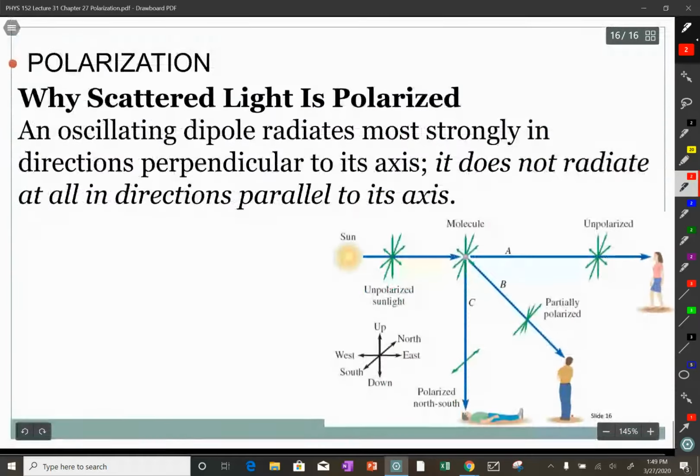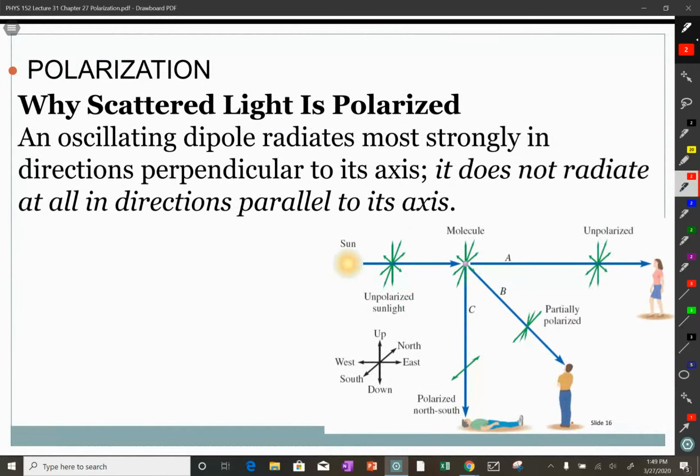Okay, so here are pictures to better illustrate the picture I tried to draw. You can see if you're looking directly at the sun, no change in the polarization at all. If you're looking at an angle, it's partially polarized. And if you had only this one geometry, it would be completely polarized.